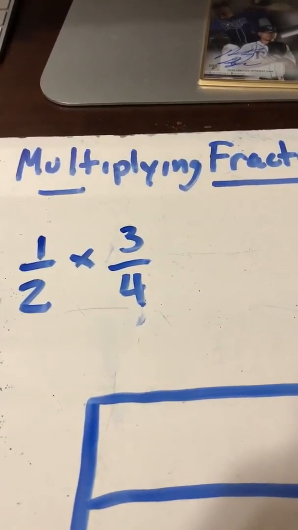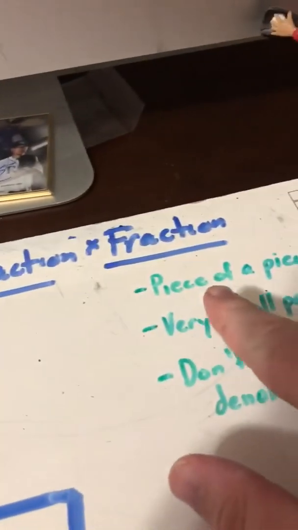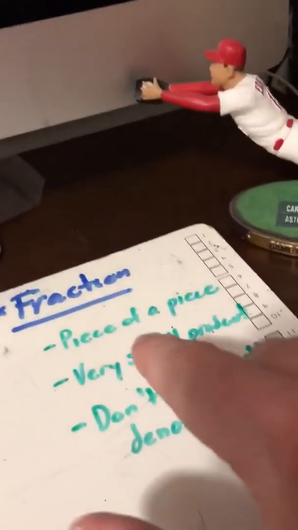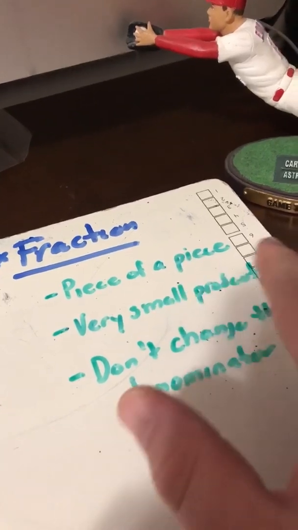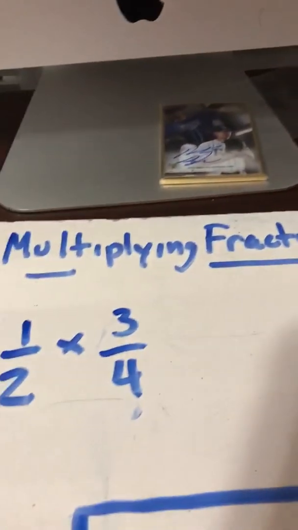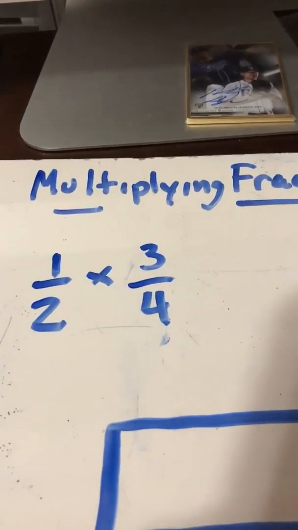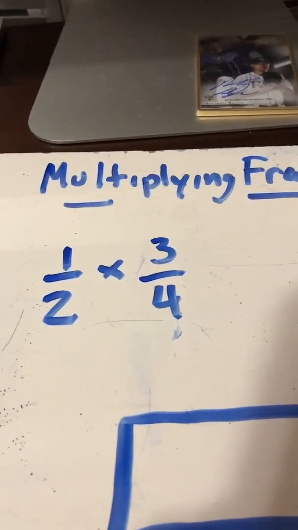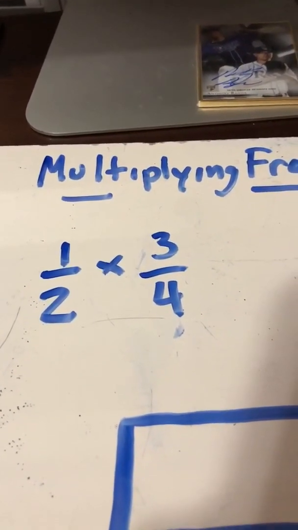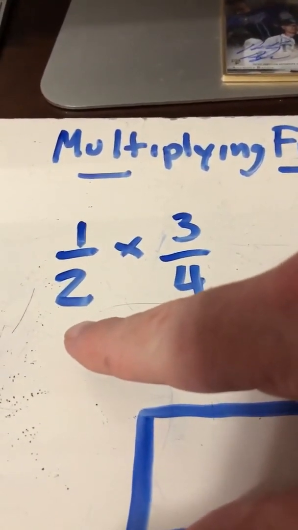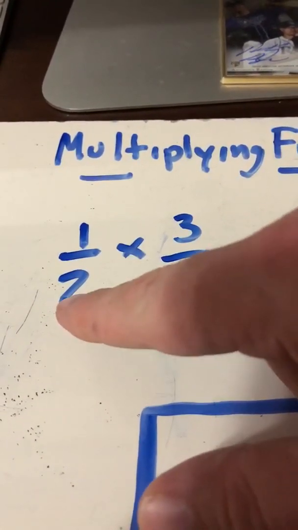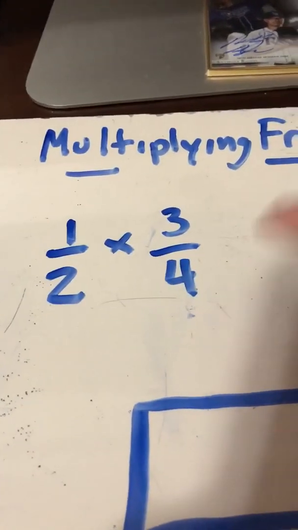All right, this is a little help with multiplying a fraction by a fraction. So when you're multiplying a fraction by a fraction, this is where you're going to get a piece of a piece. Just like when we're multiplying a whole number times a fraction, you can think of it as a fraction of this whole number. This is the same thing. So you can think about it as, in this case, like half of 3/4.